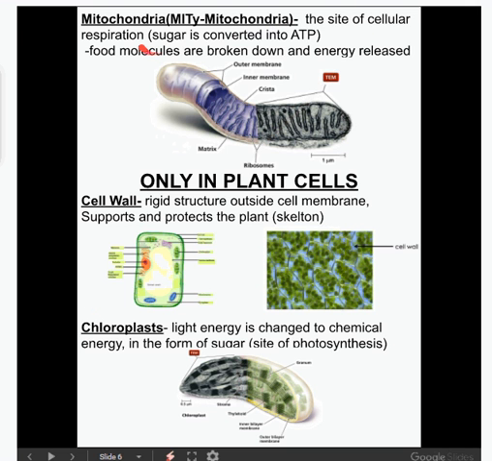Mitochondria. I know that in middle school you learned the mighty mitochondria, the powerhouse of the cell. I'm going to challenge you to change that thinking a little bit. I want you to think of the mitochondria as the site of cellular respiration. We need to up our vocabulary here. Cellular respiration is a chemical process where sugar is converted into ATP. ATP is energy for our cells.